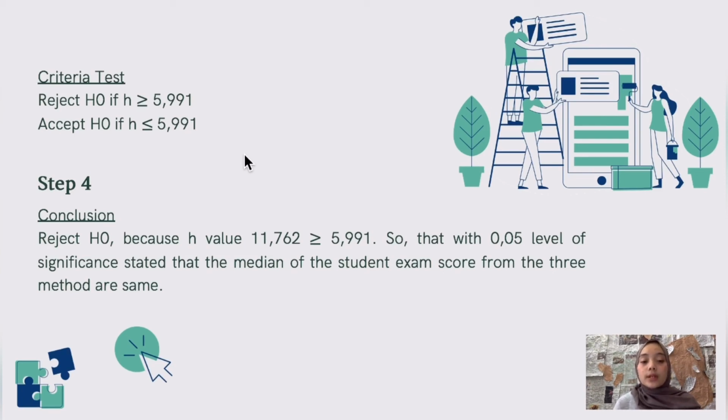So here the conclusion is to reject H0 because our H calculation, 11.762, is more than 5.991. So with a significance level of 5%, we state that the medians of the student exam scores for the three methods are not the same. I think that's all for me.